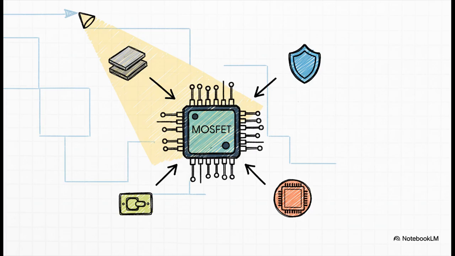And that brings us to our main event, the MOSFET. Yeah, the full name is a bit of a mouthful, I know. Metal Oxide Semiconductor Field Effect Transistor. But don't let it scare you. The name is actually a cheat sheet. It tells you everything you need to know about how it's built. And we're going to break that down right now.